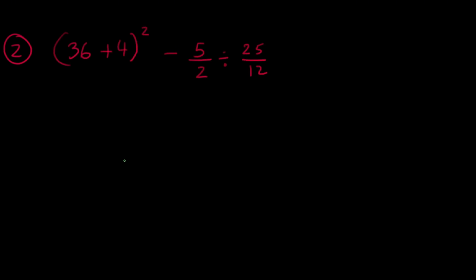Okay, question number 2. So we have a bracket here, so we can deal with that first. 36 plus 4 is 40. And here we have subtraction and division. We have to prioritize division. When you have division of 2 fractions, you want to flip the second fraction and change it to multiplication. Then you can cross reduce.